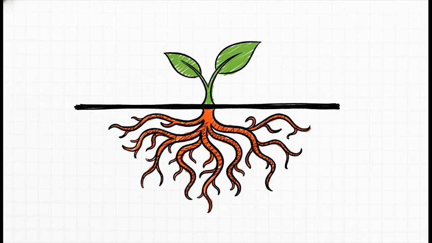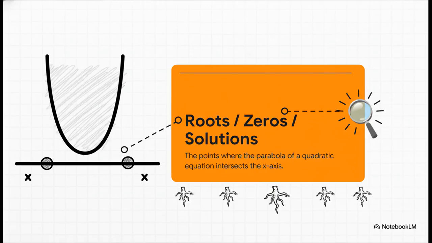Well, the answer is a word that's actually a really powerful visual. We are looking for the roots of the equation. And it's a great name for it, because just like the roots of a tree, these are the foundational points where everything starts. Now, you're going to hear a few different names for these. People will call them roots or zeros or solutions, but don't let that throw you off. They all mean the exact same thing. They're just the specific spots where the graph of our equation, that classic U-shaped parabola, literally crosses the horizontal x-axis.